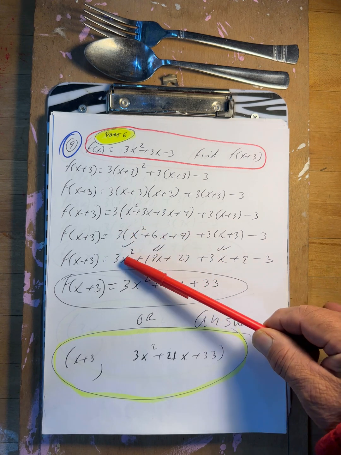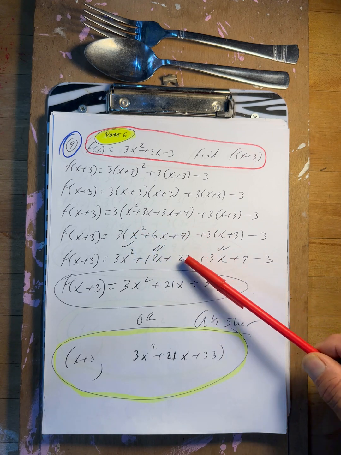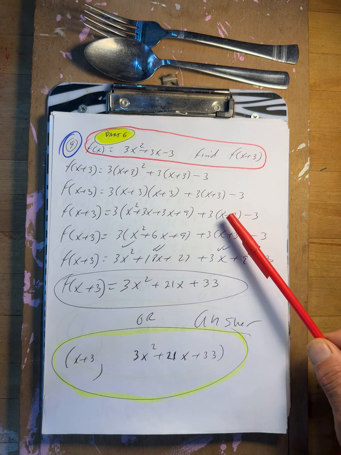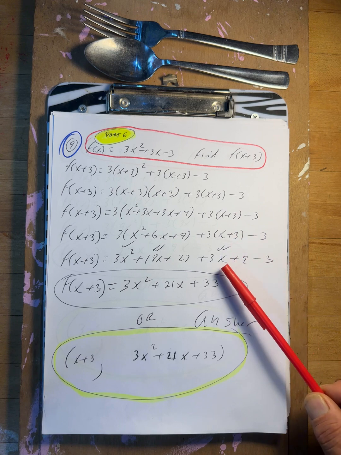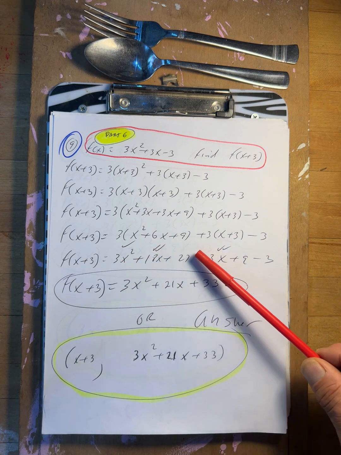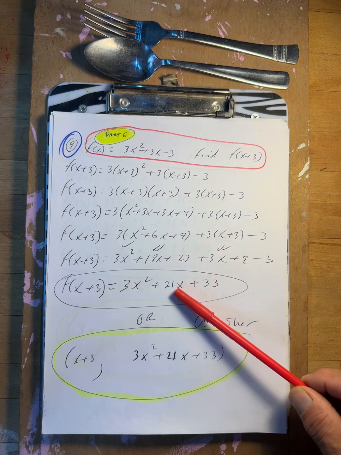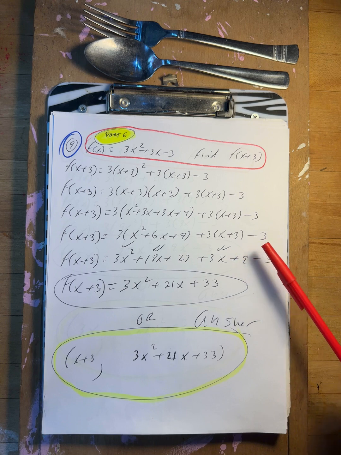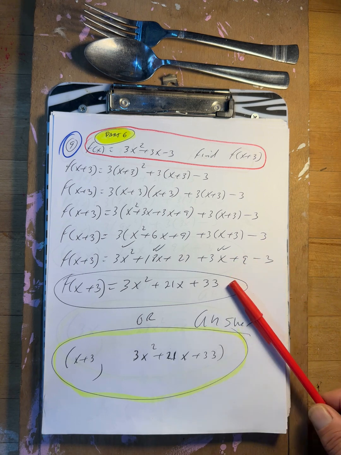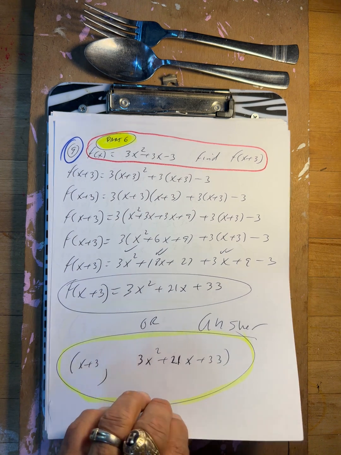So 3 times that is 3x squared. 3 times 6 is 18x. 3 times 9 is 27. This side, 3 times that is 3x. 3 times 3 is 9. Minus 3. So let's see. 3x squared. That's it. 18x and 3x, 21x. 27 and 9 and 3 is 33. So x plus 3, put it in there. You get 3x squared plus 21x plus 33.